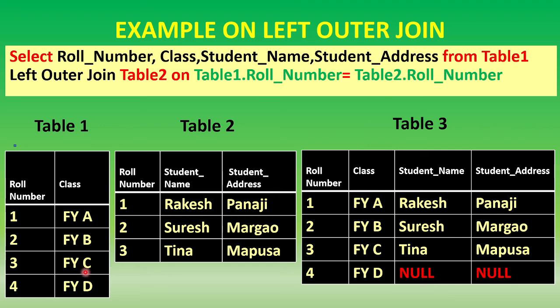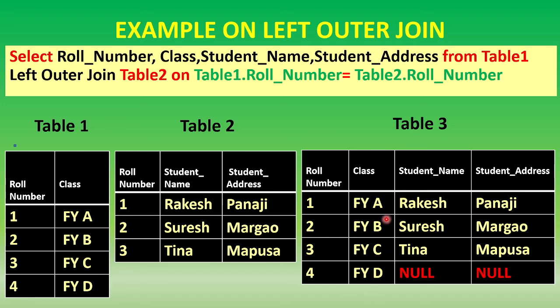Now see over here, in table 1 there is a roll number 4, but in table 2 there is no roll number 4. There is no entry for roll number 4 in table 2. So obviously there is no match. Here there is a roll number 4, but here there is no roll number 4. So in this case, what will happen? Since it is a left outer join, we know all the entries from table 1 will be written in the output table. So 4 FYD from table 1 will be there in table 3.